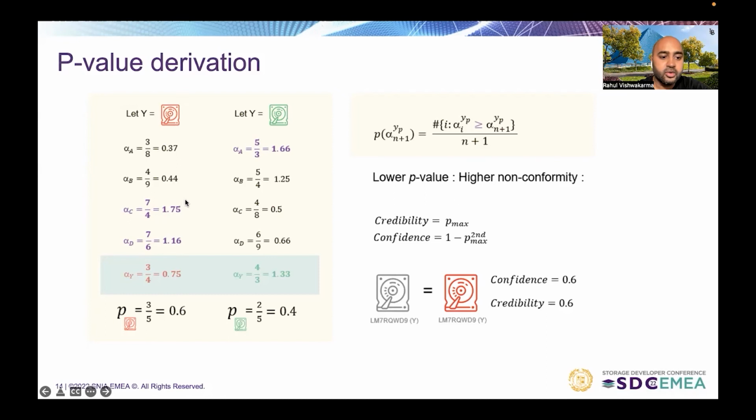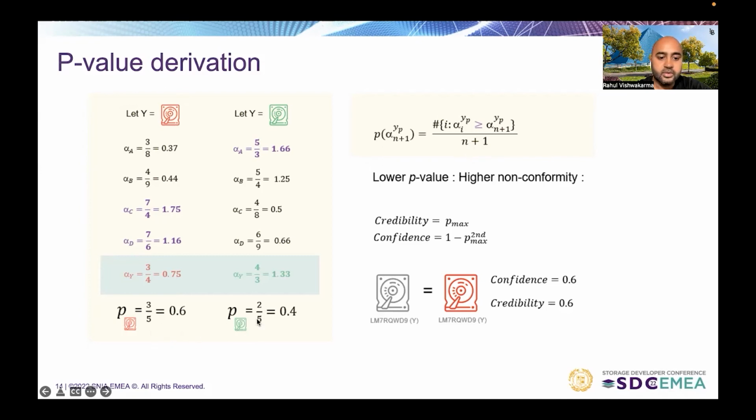Only 2 are greater than that. And as we are saying, we are calculating the number of values. So the number of values are 1, 2, and 3, a total of 3 values. So we write 3. And what is N? N is the historical data. So A, B, C, D, 4. So 4 plus 1 is 5.